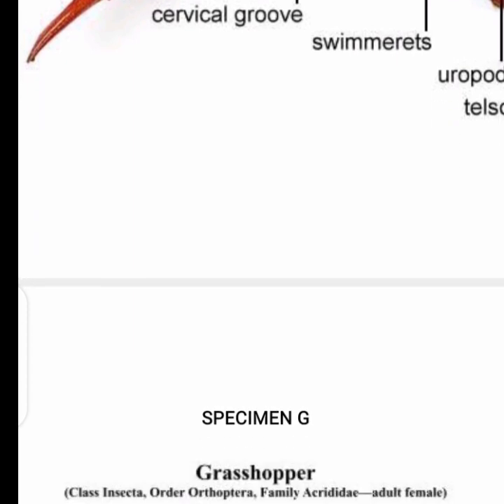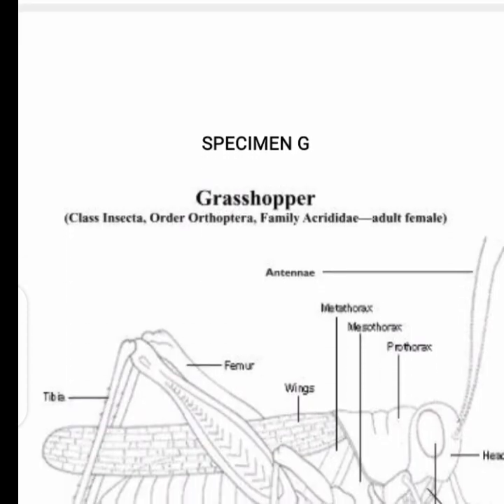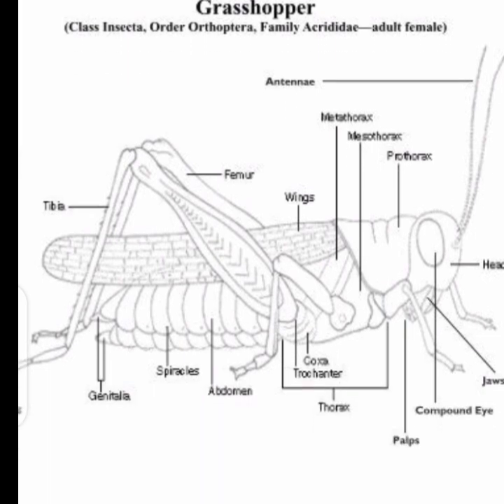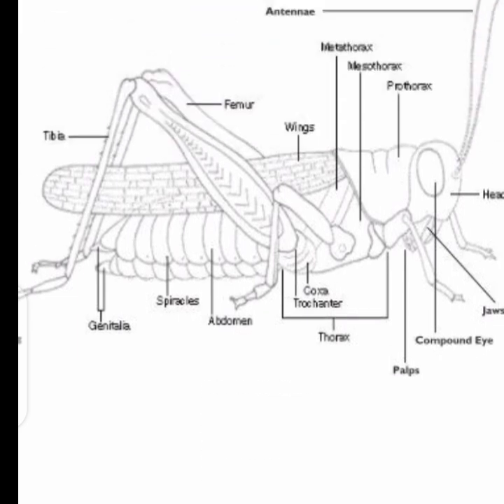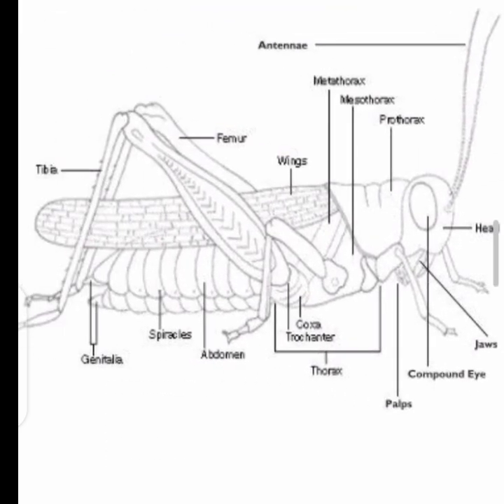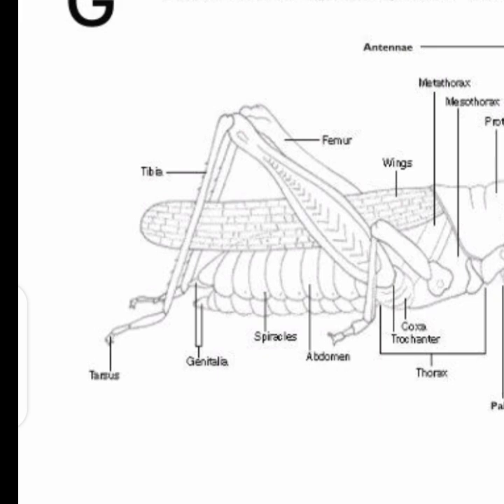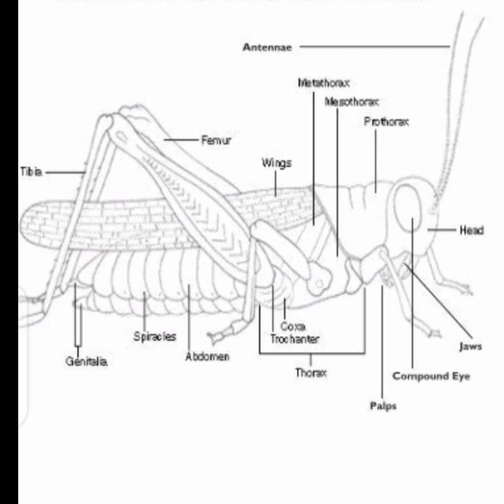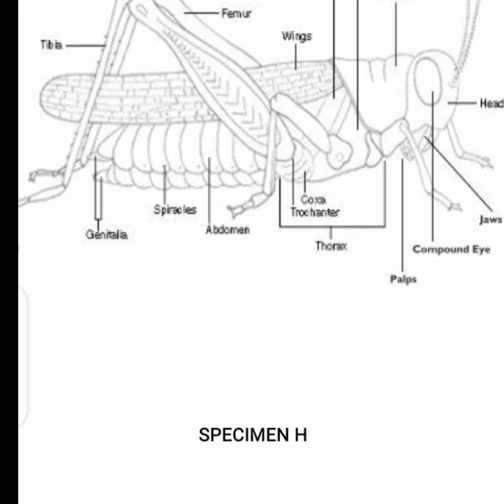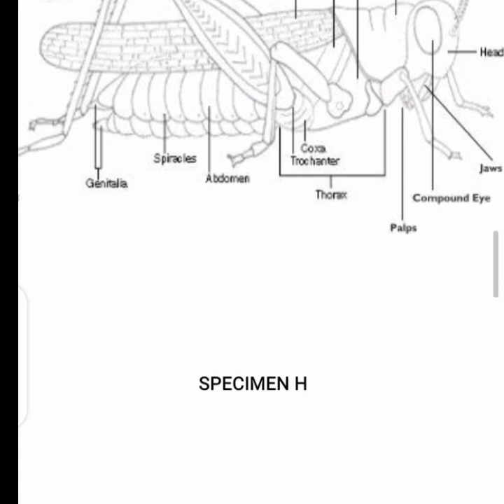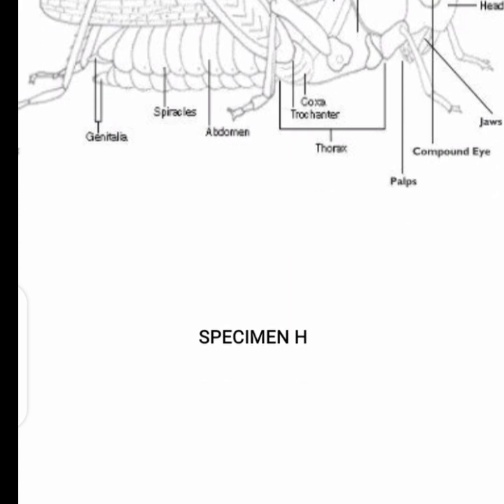So then let's move to the next one, which is specimen G, grasshopper. Grasshopper has several notable biological features and some economic importance. Looking at the body structure, you can see they have a compound eye, the femur, the tibia, the spiracle, and so on. Now let's talk about the structure. Grasshopper has three parts of the body: the head, the thorax, and the abdomen, and powerful legs for jumping. They also have wings. Many species have wings because they can fly long or short distances.